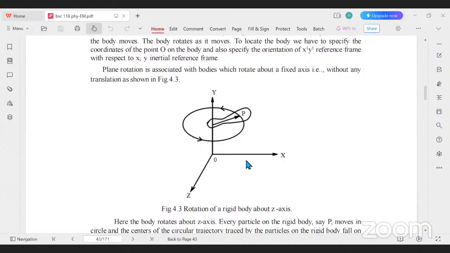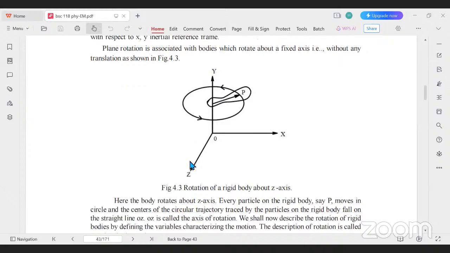We are talking about a whole body as well as studying a single particle which is rotating. For example, I've taken the x-axis, y-axis, and z-axis. How is this rotating around this axis? It is moving in this direction, this direction. Hence, here the body rotates about the z-axis.